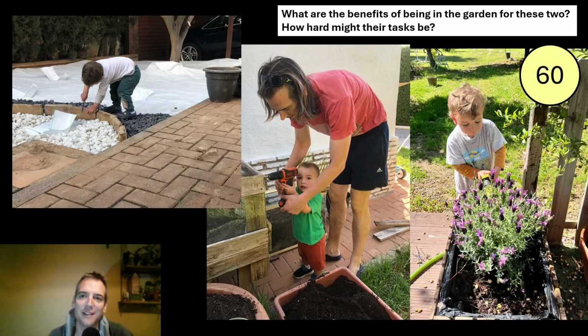Here we have me and the boy in the garden where he loves to be. Compare two of the photos and say what the benefits of being in the garden might be for these two people and how hard their tasks might be. And we can see one is doing some sort of landscaping work where we put stones down in our front garden because here in the south of Spain, it's difficult to maintain a lawn. So we put some stones down instead. And of course, the boy helped me.